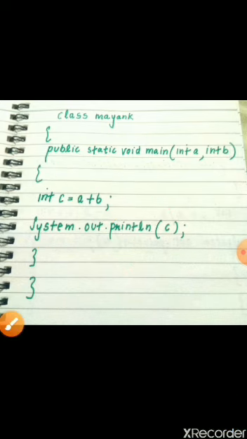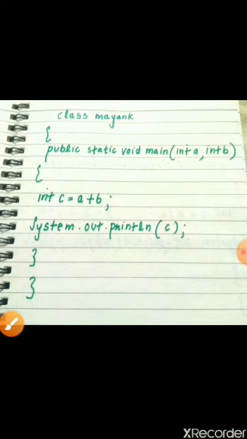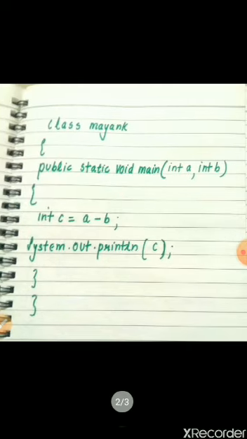Now here two brackets are open and two brackets are closed. So this is our first program. The next program: in this program we are adding the two numbers. Now in the next program we are subtracting the two numbers. So the question is the same, but in place of the sum we are finding the difference of the numbers.